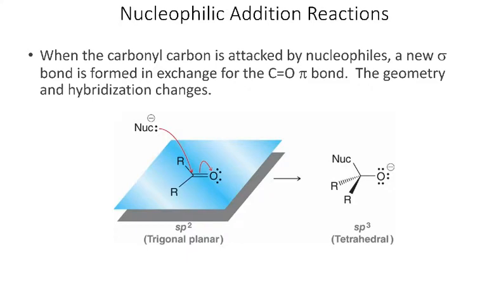A common feature of the nucleophilic addition reactions that we're going to be talking about in this chapter is that the nucleophile is going to attack the carbon of the carbonyl group, and in doing so it forms a new sigma bond between that carbon atom and the nucleophile, and the pi bond connecting the carbon and oxygen becomes a lone pair on the oxygen atom. And then also significantly, both the geometry and the hybridization change. When we have this double bond in the carbonyl group, the carbon is sp2 hybridized and trigonal planar. After it's attacked by the nucleophile, the new geometry is tetrahedral, and we now have an sp3 hybridized carbon atom.